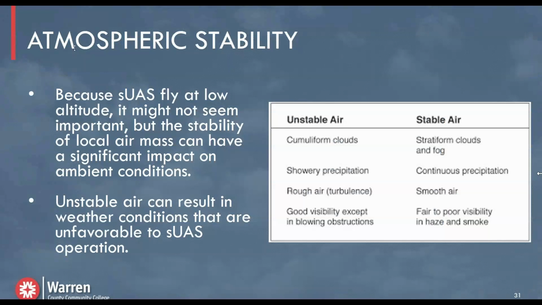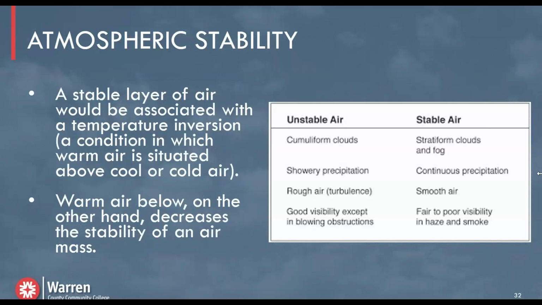This is going to be on the test, and it can be a little bit hard to remember. You need to memorize this chart. You can find this chart right here, and you can find one a little bit more clear all over the internet. This is about atmospheric stability. Because small unmanned aircraft always fly at low altitude, since our legal limit is 400 feet, it might not seem important, but the stability of a local air mass can have a significant impact on ambient conditions. Unstable air can result in weather conditions that are unfavorable to small unmanned aircraft operations.